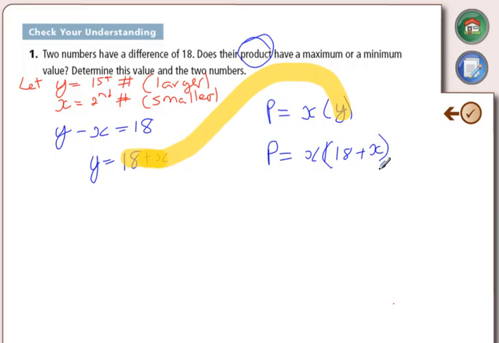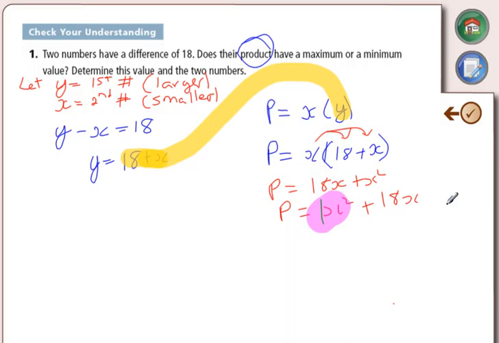Okay, so is that going to be a max or min? If we expand that, we get p equals 18x plus x squared, or p equals x squared plus 18x. Looking at that, we notice that the a value in front is a positive 1. So that means it's opening up. We're going to have a minimum. Let's find our vertex. Either complete the square or use the factored form. Oh, this one is easier with the factored form.